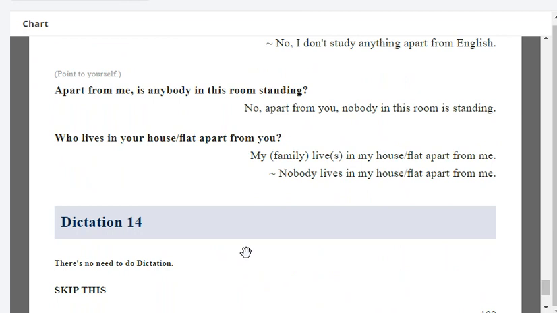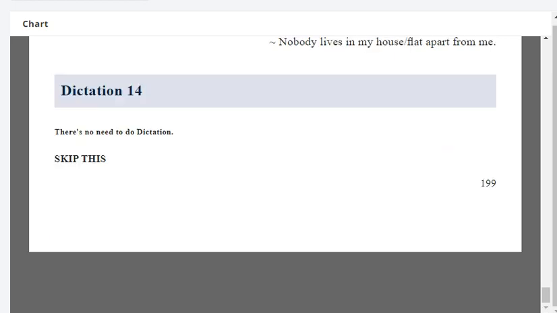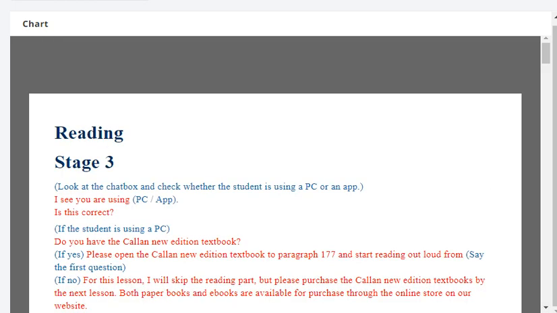Okay, next. Who lives in your house or flat apart from you? My husband lives in my flat, apart from me. Very good. Okay, so that's the end of new work. Let's move on to reading.